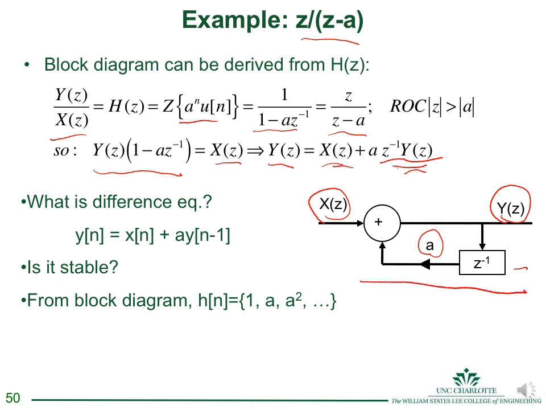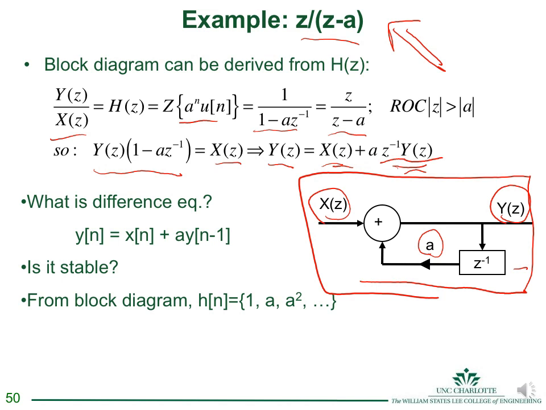And so once I have the block diagram in z, I can take the inverse z transform. Of course, the input is x of n. The output is y of n. This is a delay block, and so this output will be y of n minus 1 multiplied by a. And so I can also write the difference equation once I've taken the z transform, drawn the block diagram, and then taken the inverse transform.